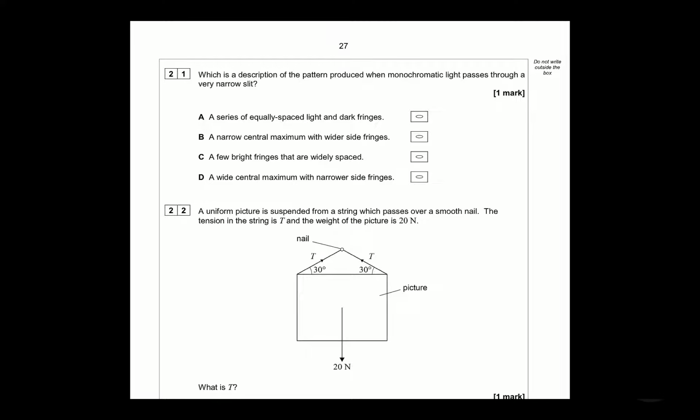All right, this is part 2 of the multiple choice questions from the AS Paper 2 from 2019, courtesy of AQA. And this is for physics, obviously. All right, so question 21. Which is the description of the pattern produced when a monochromatic light passes through a very narrow slit?